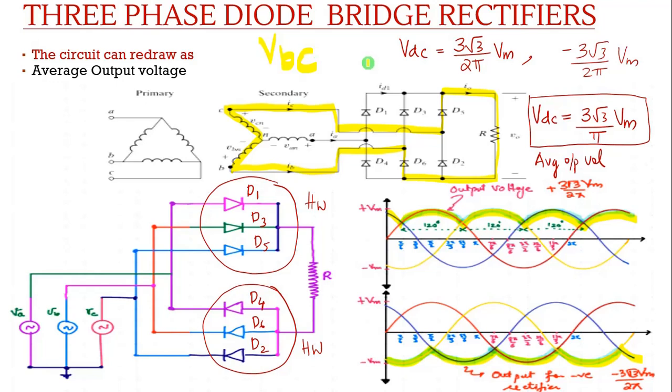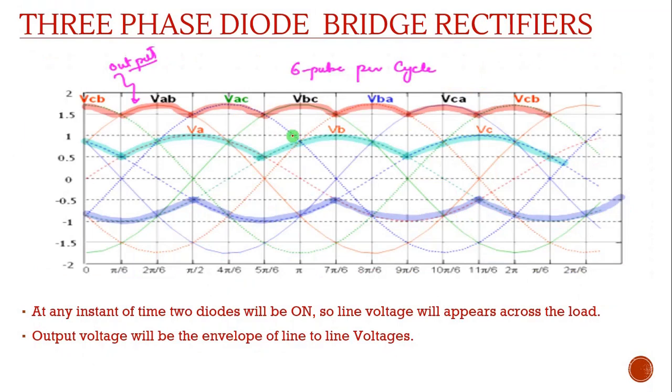So whenever the output is coming, we will be getting it as line voltage, but in the case of a three-phase half wave rectifier, we got output as phase voltage. So I have already told, in the case of a 3-phase diode bridge rectifier, we will be getting output voltage as envelope of line voltages, not the phase voltage. At any instant of time, two diodes will be on, so line voltage will appear across the load, and the output voltage will be the envelope of line to line voltages.